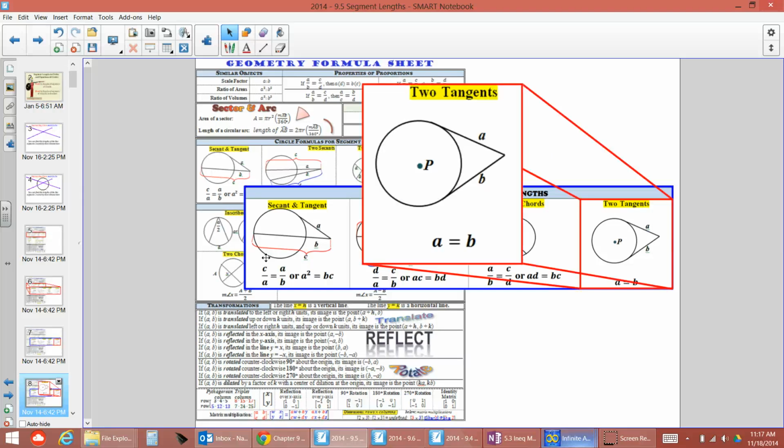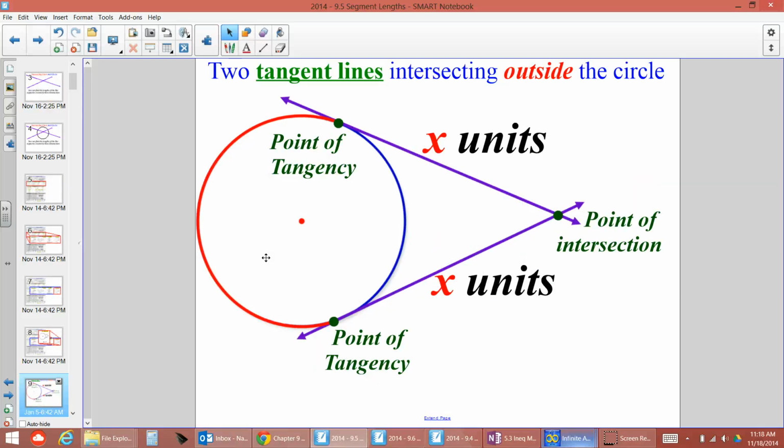If I have two tangents, then I have the relationship that A equals B. Those segments are the same. We know that one already. We've discussed it before. Tangents intersecting outside the circle have the same length.